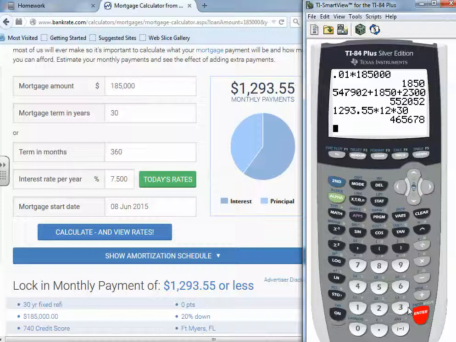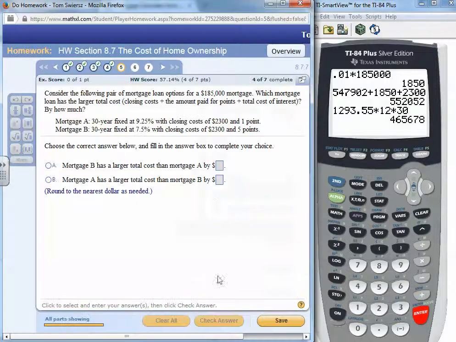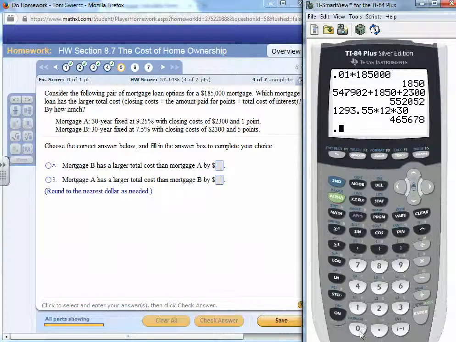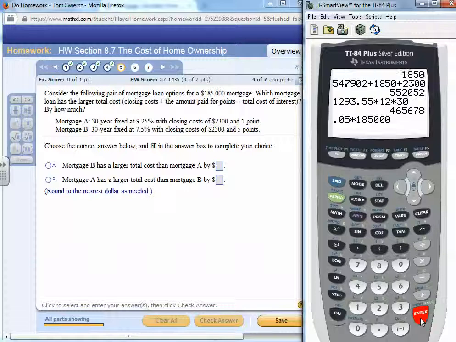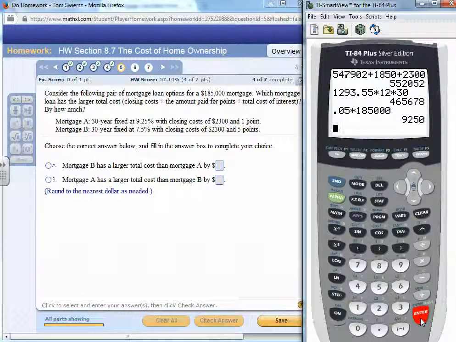Okay, and now that takes care of the monthly payments. Now, what else is there in this loan? We go back to the homework problem. It's 5 points. So that's 0.05, or 5%, times the mortgage, 185,000, and we get $9,250.